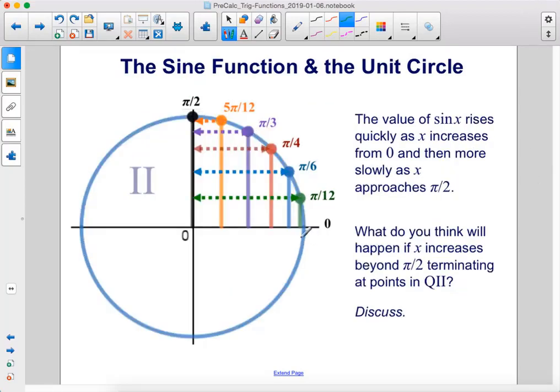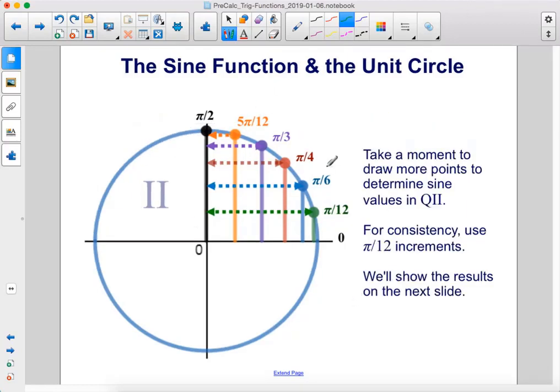The value of sine x rises quickly as x increases from 0, and then more slowly as x approaches pi over 2. What do you think will happen if x increases beyond pi over 2, terminating at points in the second quadrant? Discuss. Take a moment to draw more points to determine sine values in the second quadrant. For consistency, use pi over 12 increments. We'll show the results on the next slide.